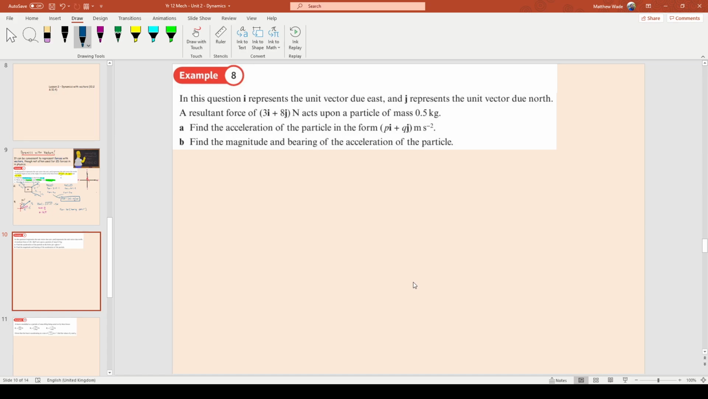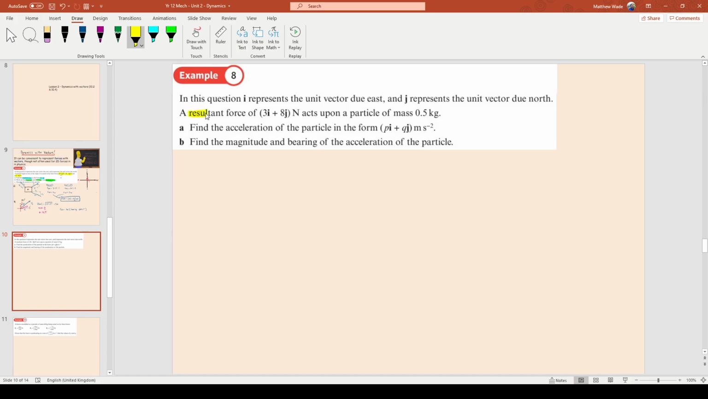In this question, i represents the vector due east, j represents the vector north. A resultant vector of that acts on a particle of mass that. Find the acceleration and find the magnitude and the bearing of the acceleration of the particle. Okay. Let's do it, my buddies.